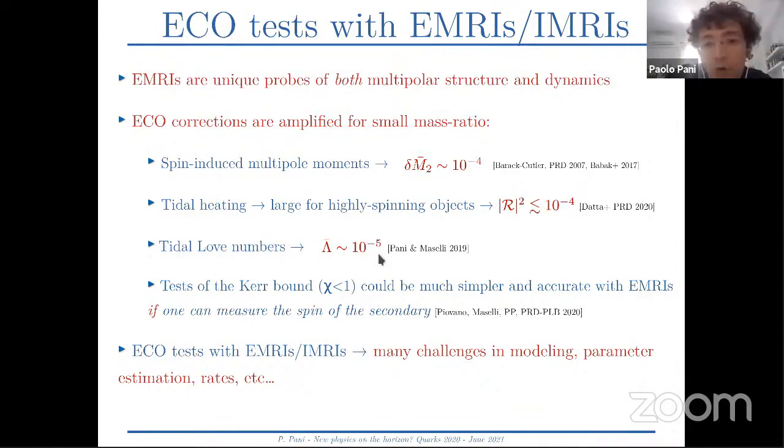And in general, almost all tests of fundamental physics, GR, and the nature of black holes will improve by orders of magnitude with this. There are also many challenges because modeling of MRIs is difficult, parameter estimation is difficult as well, and we don't know the rates, so we don't know how many MRIs LISA is going to see, but this is very promising.